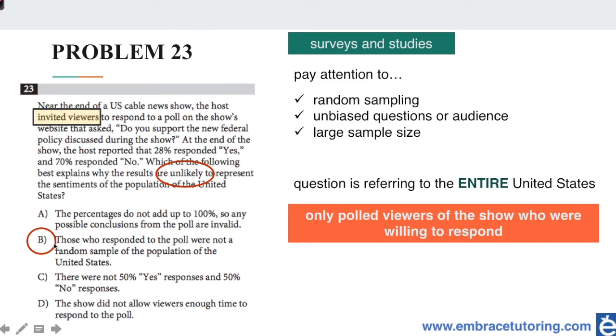So B is going to be your best answer, because those who responded to the poll were not a random sample of the overall population of the United States. B is going to be your answer to number 23.